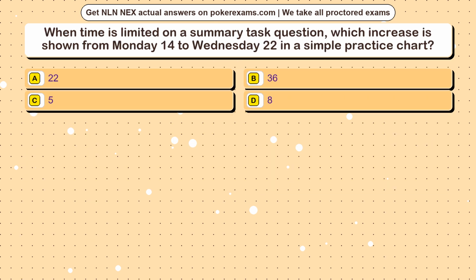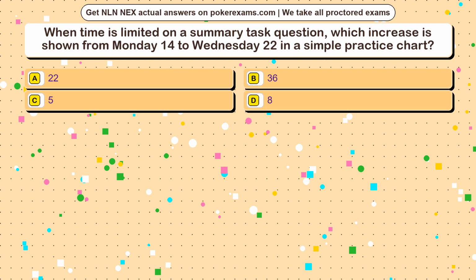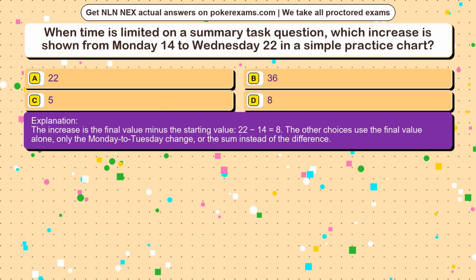Question 5. When time is limited on a summary task question, which increase is shown from Monday 14 to Wednesday 22 in a simple practice chart? Option A, 22. Option B, 36. Option C, 5. Option D, 8. The correct answer is option. The increase is the final value minus the starting value, 22 minus 14 equals 8. The other choices use the final value alone, only the Monday to Tuesday change, or the sum instead of the difference.